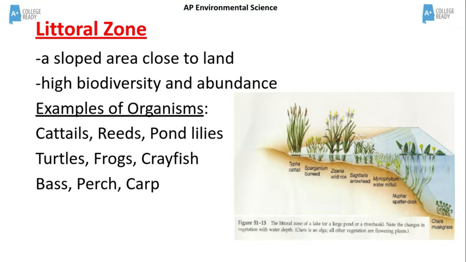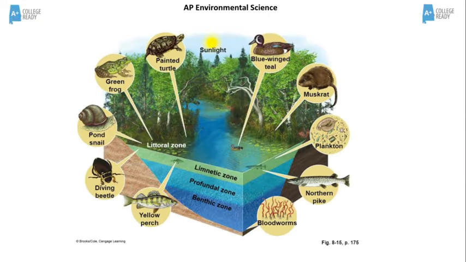The littoral zone in a lake or pond is the sloped area close to land. It is characterized by high biodiversity and abundance of organisms. Examples of organisms found in this layer are cattails, reeds, and pond lilies, turtles, frogs, and crayfish, and bass, perch, and carp. Notice the types of aquatic plants and their distribution in the picture. In this picture, the painted turtle, green frog, pond snail, and muskrat are found in the littoral zone. This area is shaded by plants along the shore.